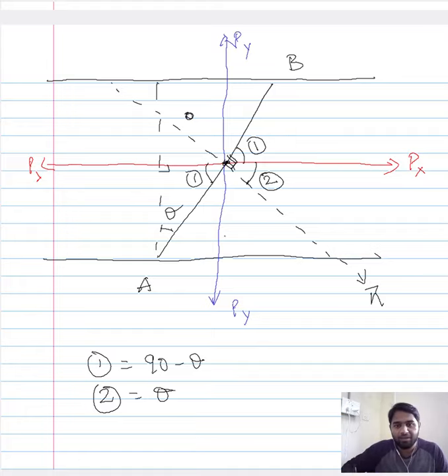Now we have our loading direction Px and we have our loading direction Py. For our frame of reference, Px and Py, or the x and y, are mutually perpendicular. So this angle here is perpendicular and this angle here is perpendicular. However, we know that this angle 2 is theta, so that means this angle here will be 90 minus theta.